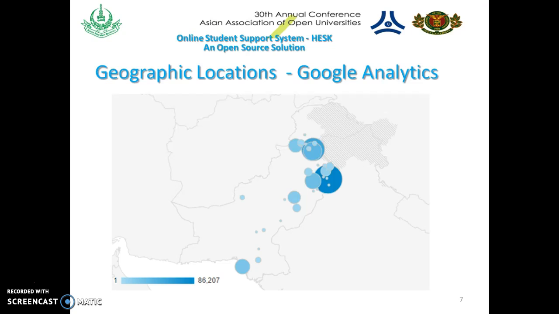This report is extracted from Google Analytics. You can also integrate the Google Analytics code, which can give you very detailed information, which is another topic as well. But you can get very detailed information, just like you can see in this map. It gives you the geographic locations of the students accessing the system. You can easily see that it is mostly accessed from Lahore, from the upper part of Pakistan.